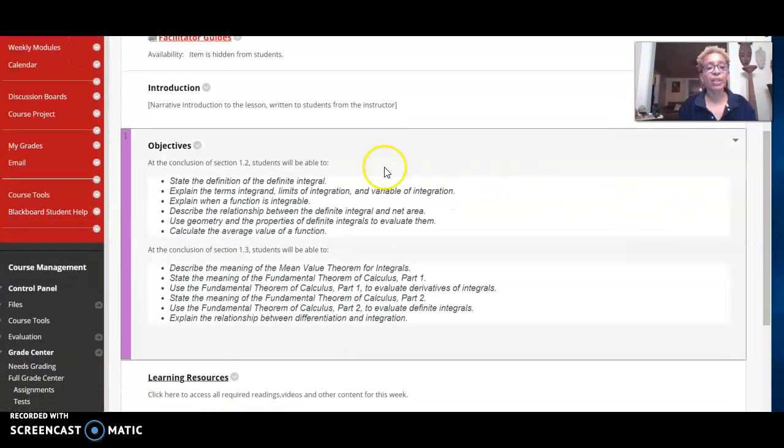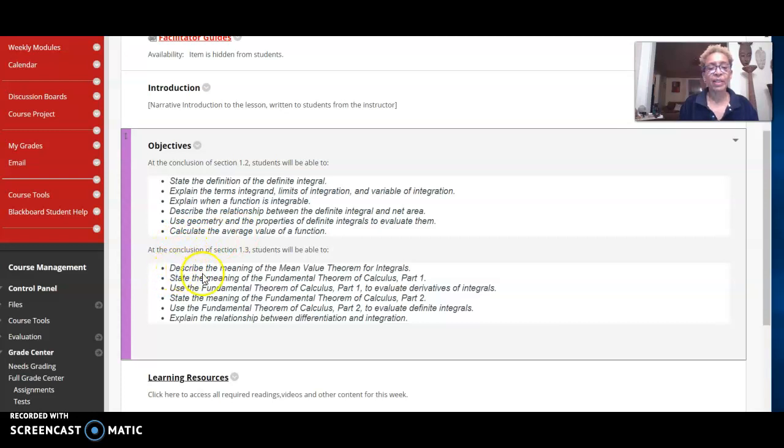So the objectives here: state the definition of the definite integral, explain the terms integrand, limits of integration, and variable of integration. These are things that you will be able to do at the end of these sections. Explain when a function is integrable, describe the relationship between the definite integral and net area. Use geometry and the properties of definite integrals to evaluate them and calculate the average value of a function. Now, a lot of this stuff you could find on YouTube if you have any questions.